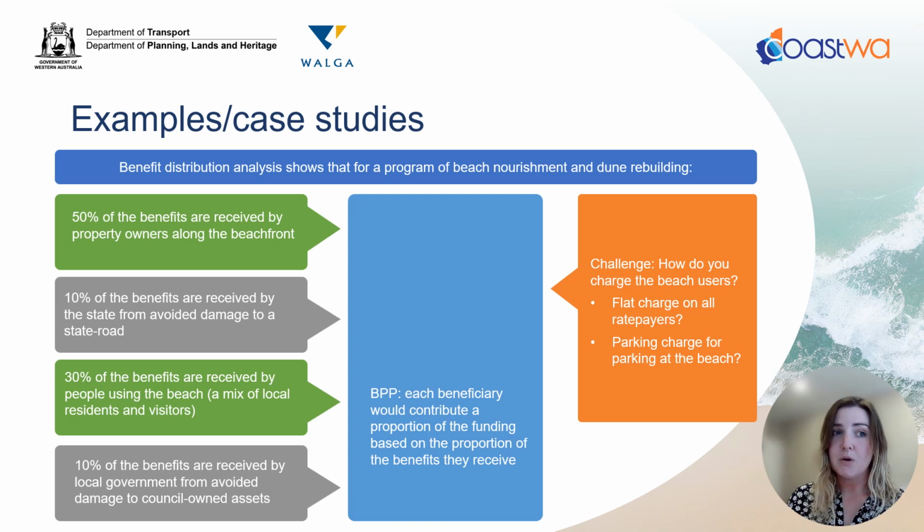Under a beneficiary pays principle approach, each beneficiary would contribute a proportion of the funding based on the proportion of benefits they receive. Now that might be relatively straightforward for both the property owners and even for the state government to raise that money from those people, but how do you charge the beach users? So are you going to do a parking charge for accessing the beach, for example? That obviously might have quite high transaction costs for the council, putting in parking meters or putting in cameras. There may end up being significant perverse incentives. People may park a few streets over and just walk. You may get people going to other different beaches nearby. So in that case, it might be that if most of the beach users are locals, you just consider doing a flat charge on all ratepayers to recover those costs.